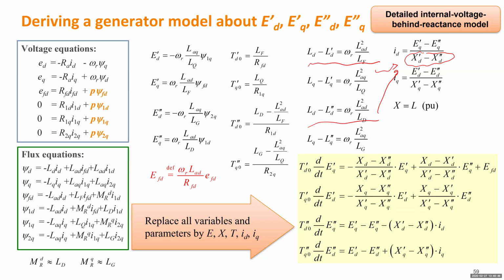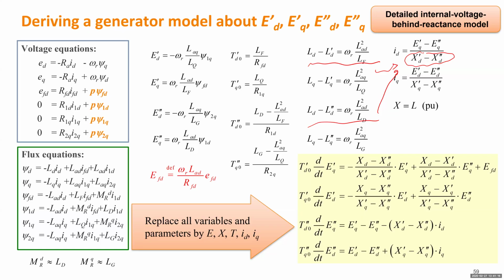I just gave you the final answer. There will be 4 equations. That's the only answer if you follow using all the formulas here. And your goal is to have only T, capital E, and X. That's it, right? Also current. This is the final answer. And this is equivalent to the voltage and flux linkage equations together.